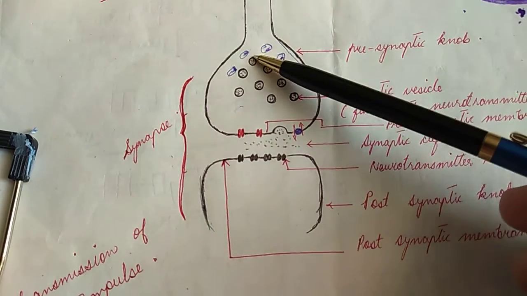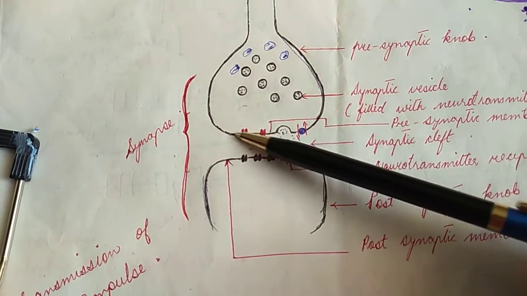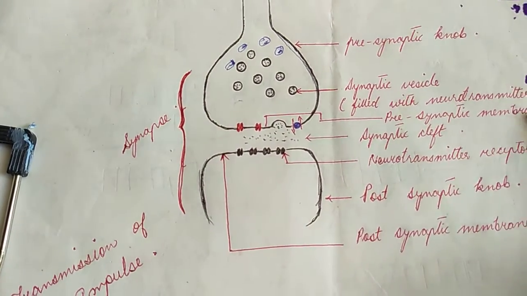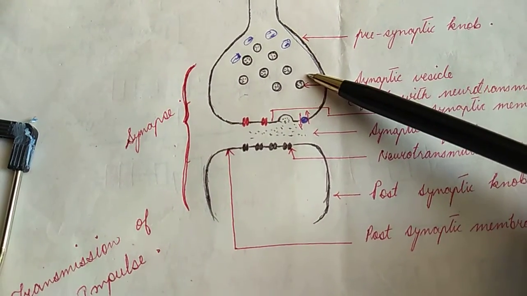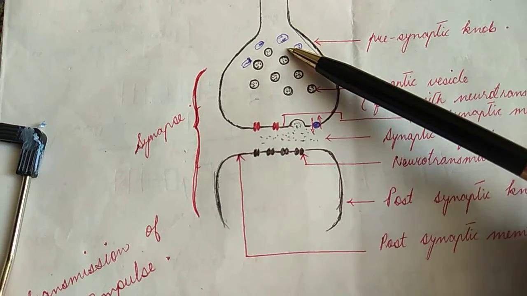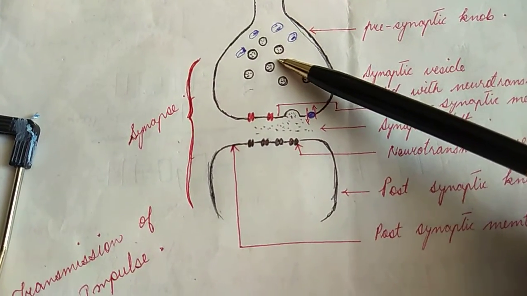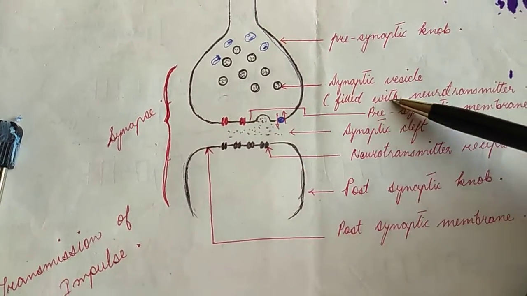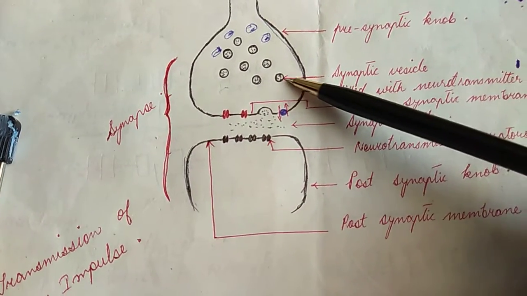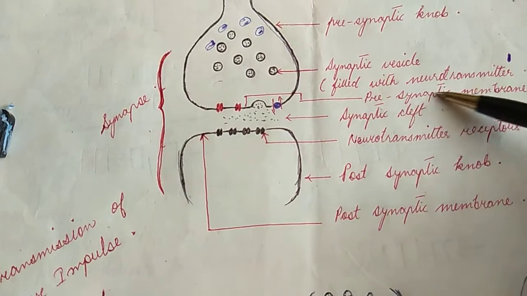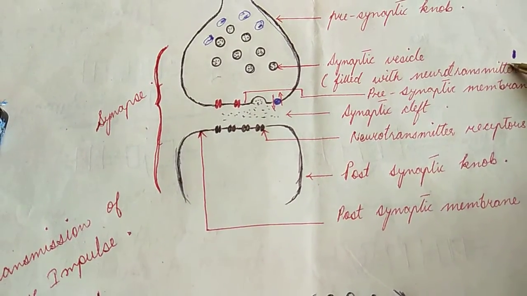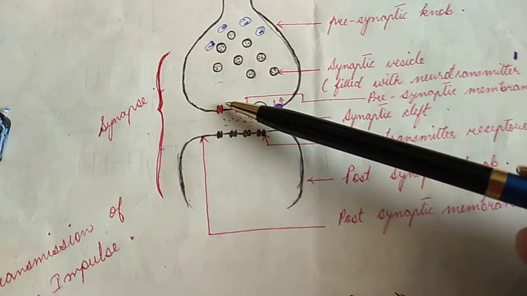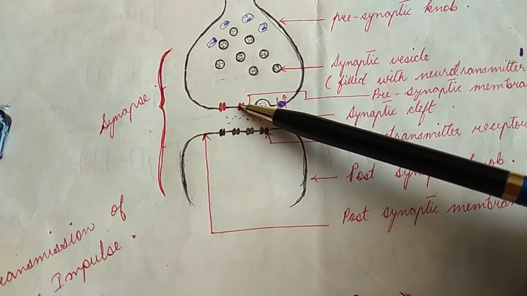The presynaptic knob comprises the presynaptic membrane. It also comprises cytoplasm, mitochondria, endoplasmic reticulum, and certain vesicles which are filled with neurotransmitters. These vesicles are known as synaptic vesicles filled with neurotransmitter. The presynaptic membrane possesses certain calcium-gated channels.